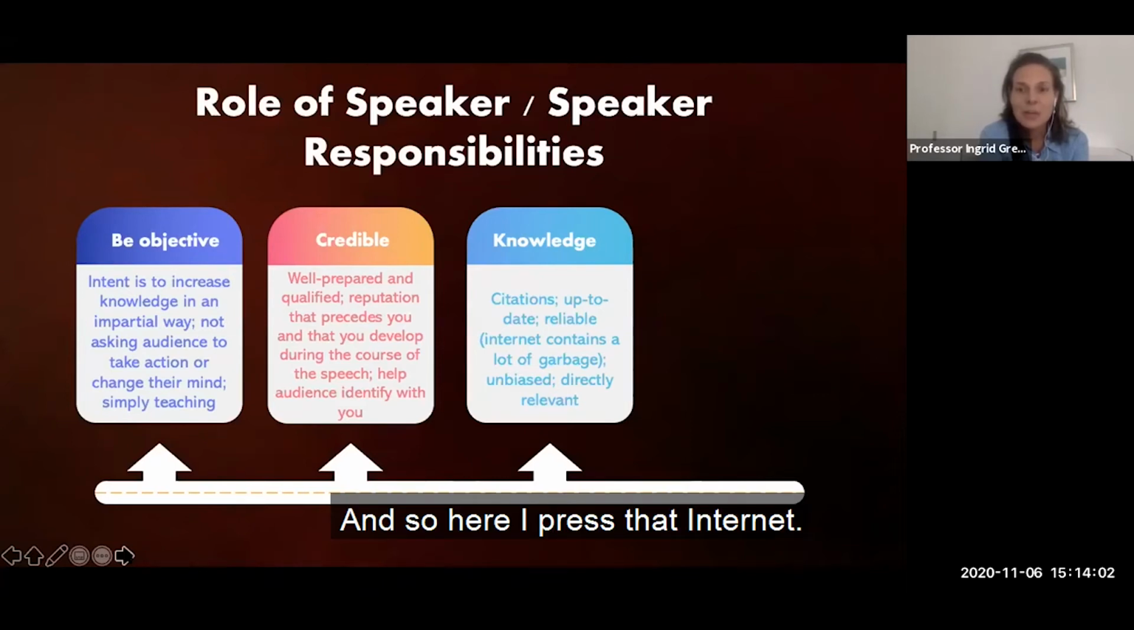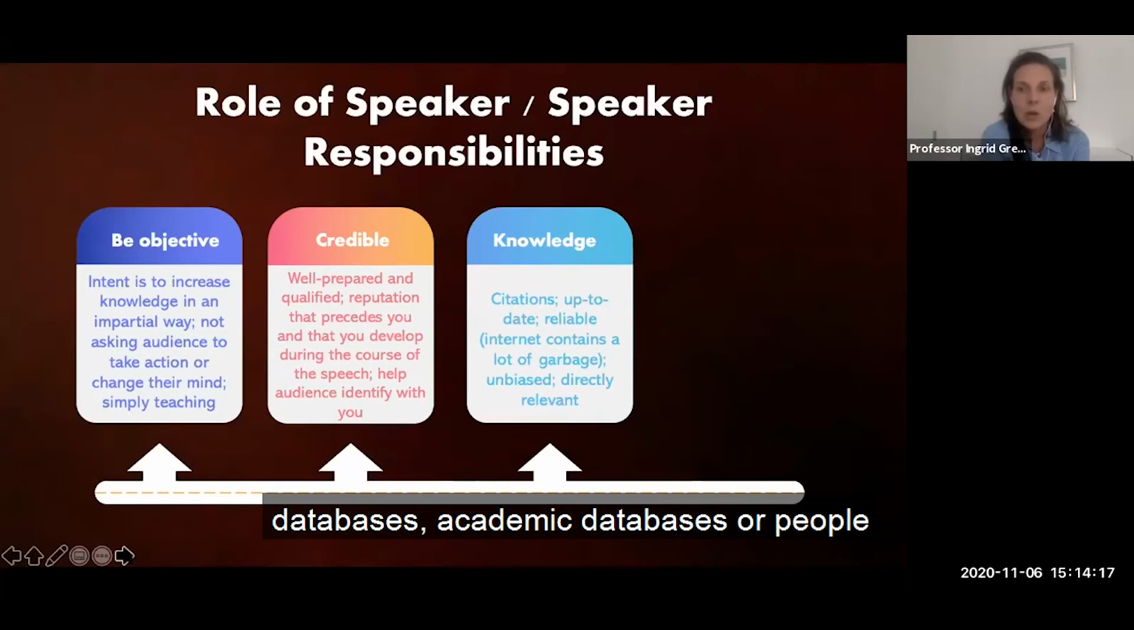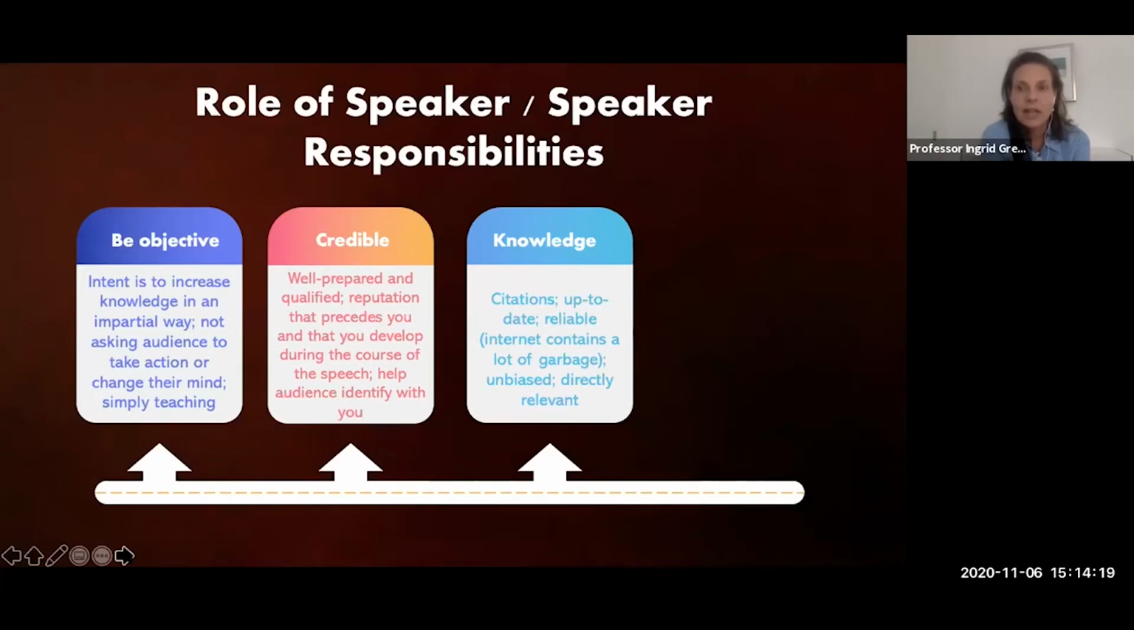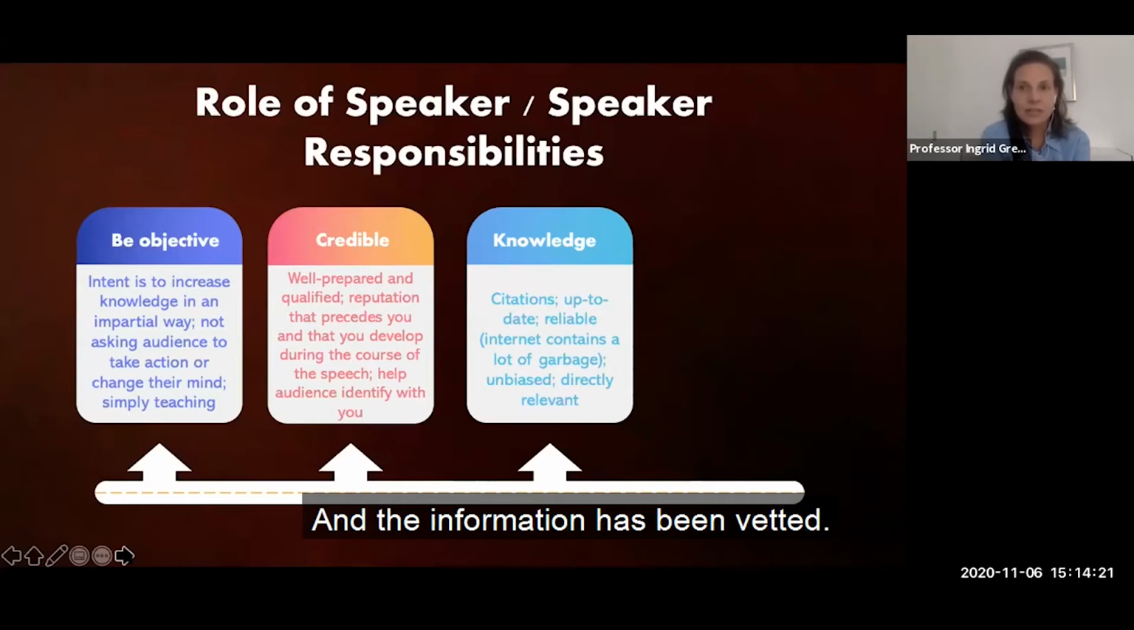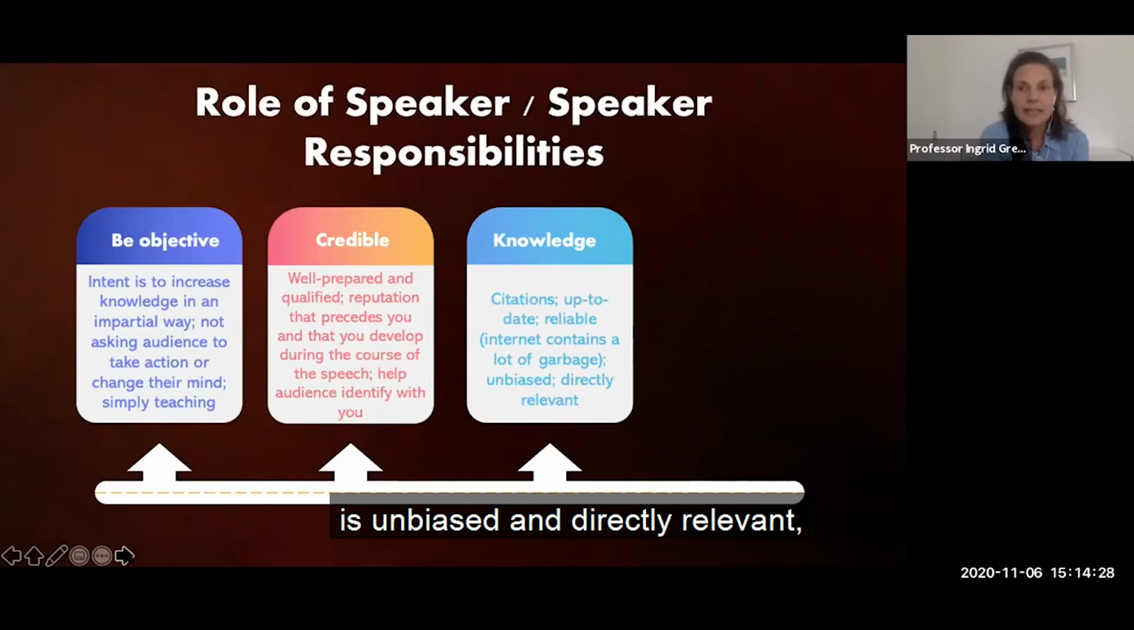And so here I stress that the internet contains a lot of garbage, right? And so you don't want to use sources that are from cosmopolitan.com or gq.com. You want to use academic journals, encyclopedias, and academic databases, where people have done research and gone through editors and the information has been vetted. You want to make sure that your information is unbiased and directly relevant, right?